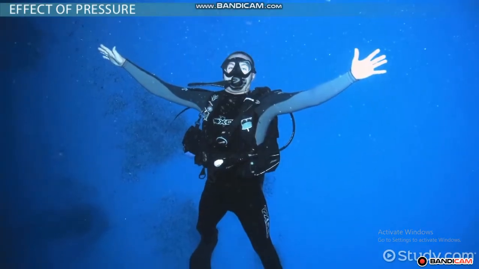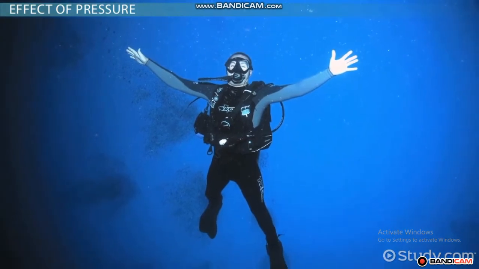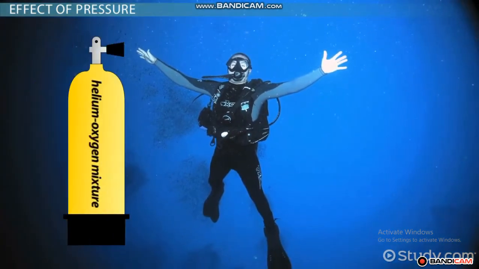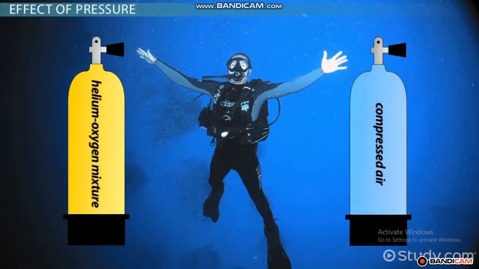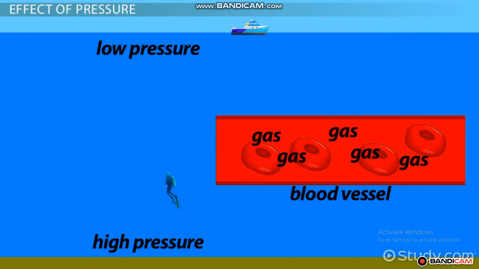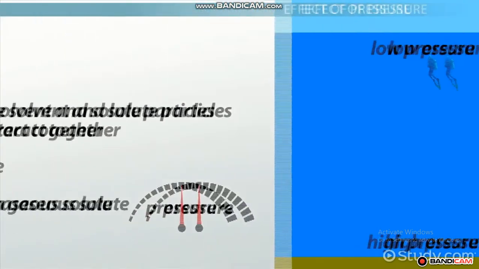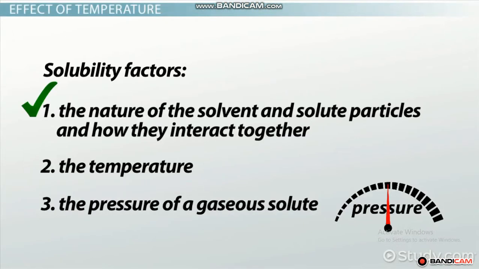To help overcome this problem, deep-sea divers breathe a helium-oxygen mixture rather than compressed air, which is a nitrogen-oxygen mixture. Helium is much less soluble than nitrogen, and therefore less gas comes out of their blood when they come back to the surface of the water. Now we've seen how important pressure is on the solubility of gas in a liquid.